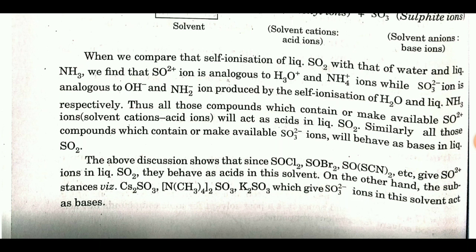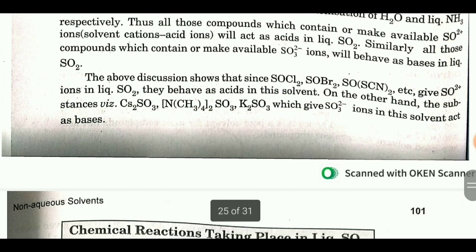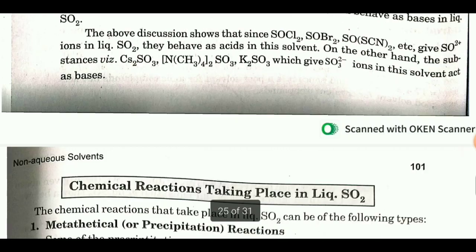produced by the self-ionization of H2O and liquid NH3 respectively. Thus, all those compounds which contain or make available SO2+ ions will act as acids in liquid SO2. Similarly, all those compounds which contain or make available SO3 2- ions will behave as bases in liquid SO2. The above discussion shows that since SOCl2, SOBr2, SO(SCN)2, etc. give SO2+ ions in liquid SO2, they behave as acids in this solvent. On the other hand, substances like CS2SO3, N(CH3)4 twice SO3, and K2SO3, which give SO3 2- ions in the solvent, act as bases.